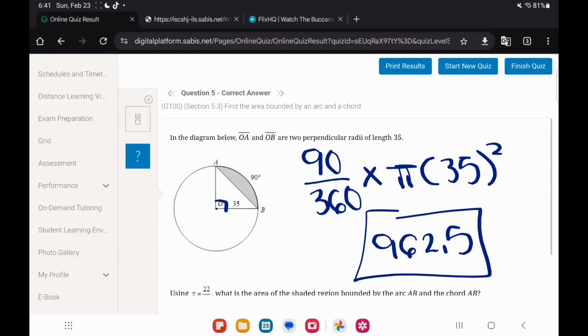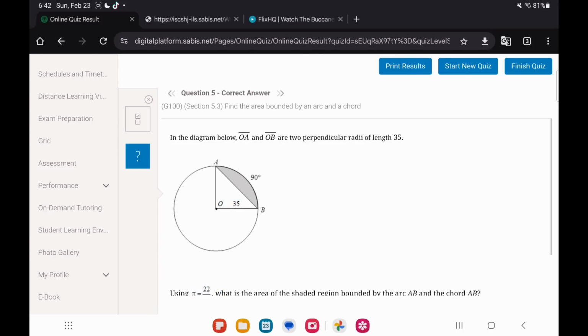If I didn't use the value they gave us for pi, I would have gotten 963, because I would have rounded that up. Technically it is the same thing, but just use what they give you, because they give it to you for a reason. So let's keep 962.5 aside, and now let's find the area of the triangle.